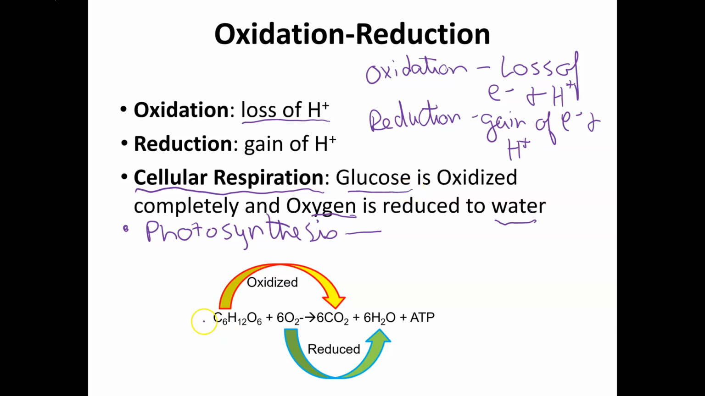So down here, this is the metabolic equation for cell respiration. This is glucose. This is oxygen. This is carbon dioxide, water, and energy. So in this reaction, glucose is oxidized to carbon dioxide and oxygen is reduced to water. In photosynthesis, water is oxidized to oxygen, and carbon dioxide is reduced to glucose. So they're the opposite reactions, okay?